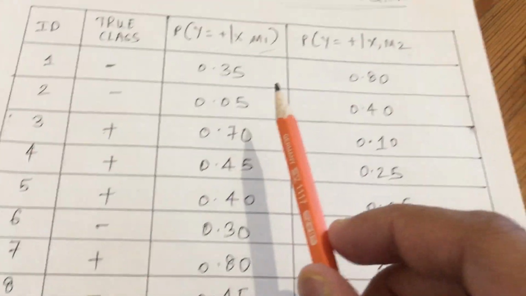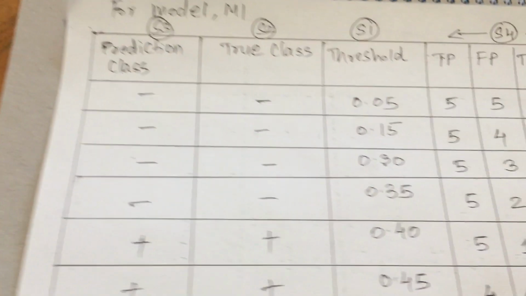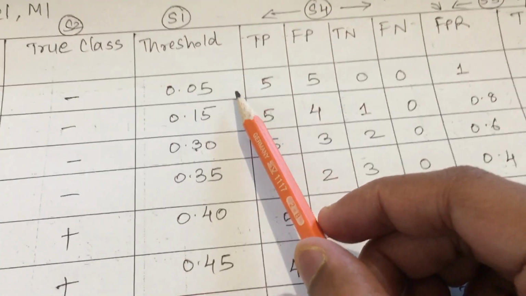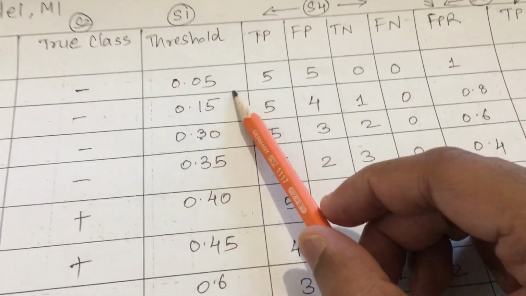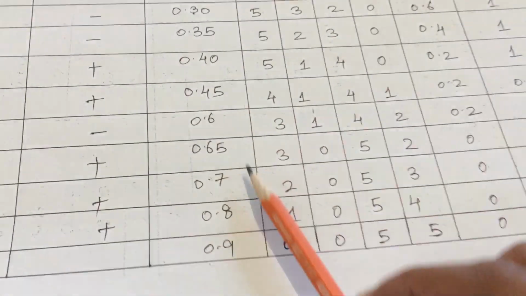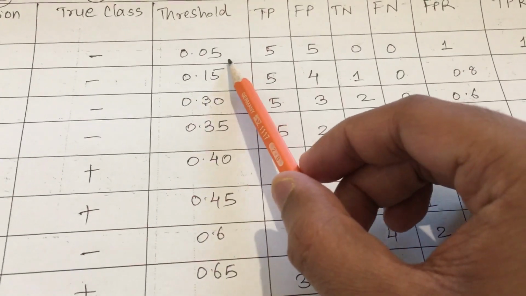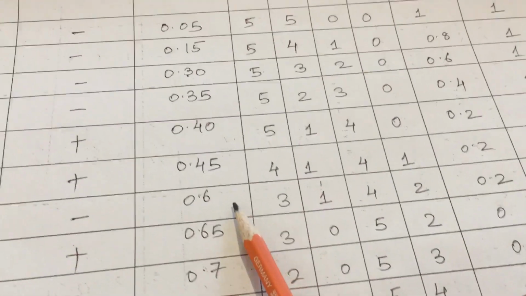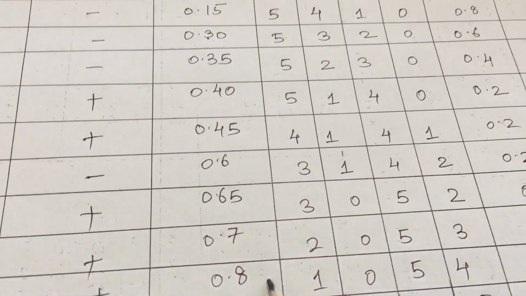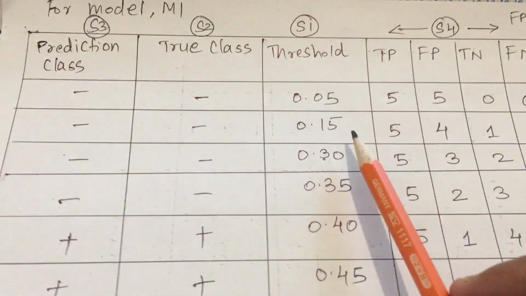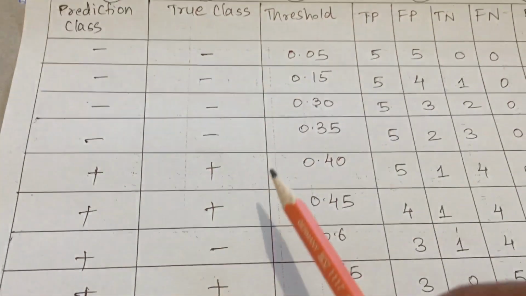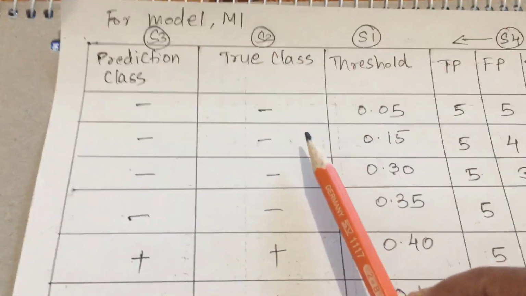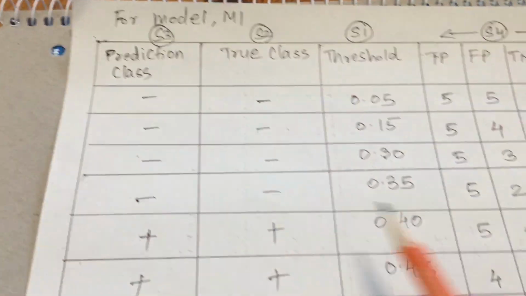So first, since we have these probability values in this way, what we do is we arrange them into ascending order, that is from the smaller to the bigger number. So we have 0.05, then 0.15, 0.30, 0.35, 0.40, 0.45, 0.6, 0.65, 0.7 and 0.8. Then accordingly we'll arrange the true class labels for all of these. You can just tally with the question, and then step 3 is doing the prediction.